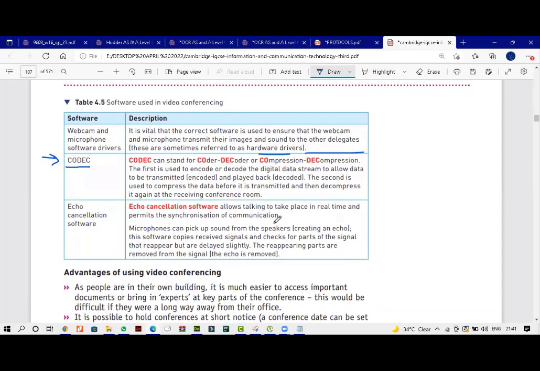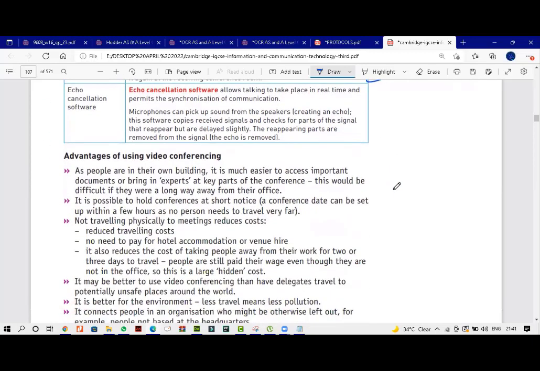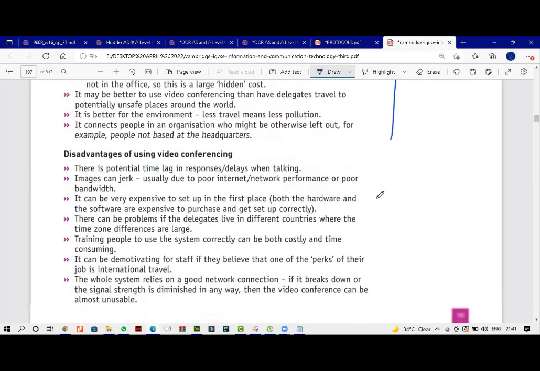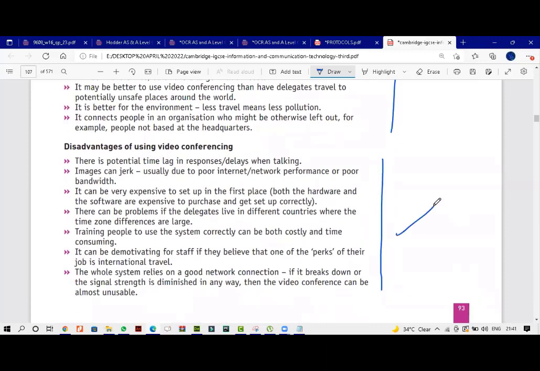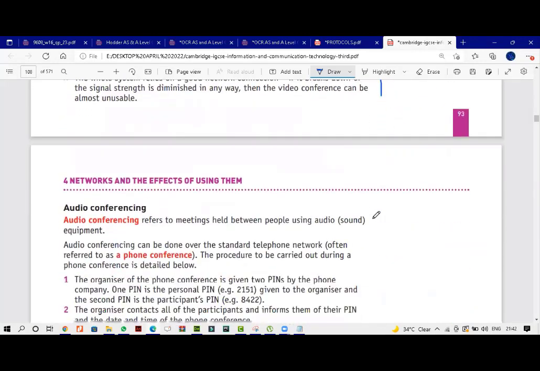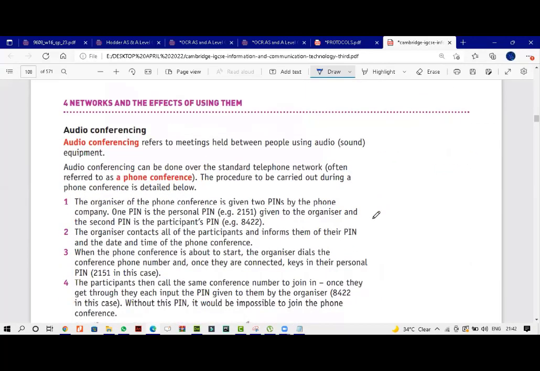Echo cancellation software: if an echo appears, it will try to cancel it. Microphones have it built in and software also has it built in, because we're talking about the properties of video conferencing software. Again, we're reducing cost. These are the very typical points. I'm sure there's no difficulty with the disadvantages. Very easy, but make sure you know them, and the good points.